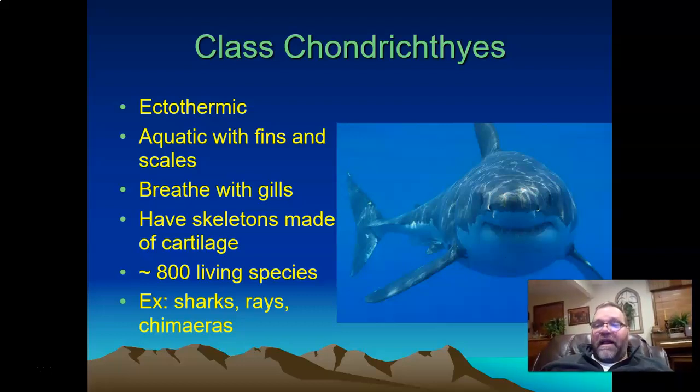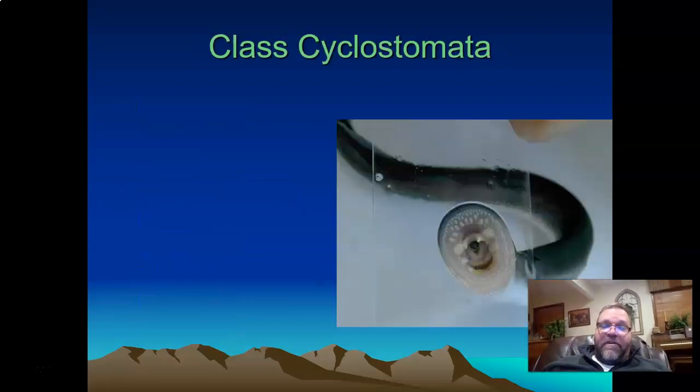If you have a skeleton made out of bone, you're an osteichthyes. We are not going to cover those two fish in any of our units, so that's why I'm spending a little bit more time explaining a little bit about them, because we're not going to have units on them, which is okay. And then finally, the last class is cyclostomata.